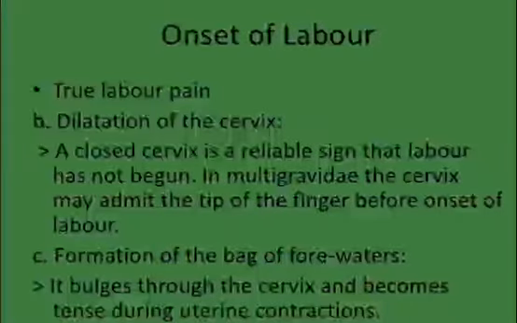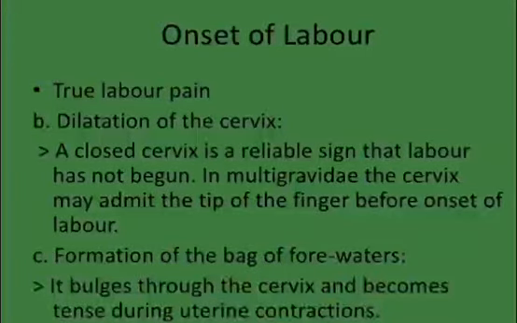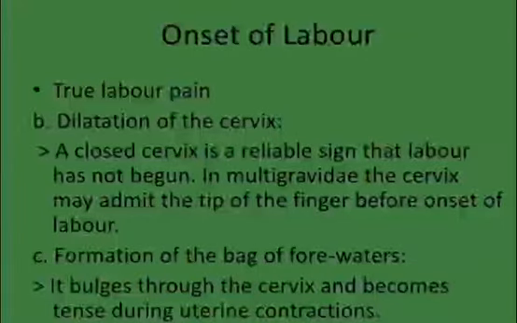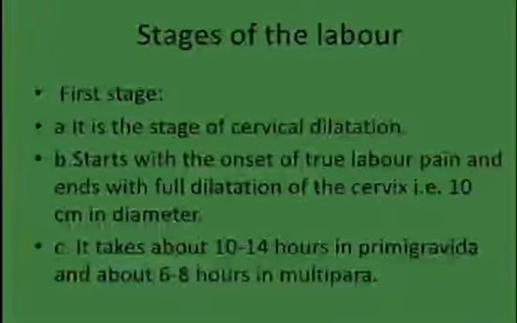Dilation of the cervix. A closed cervix is a reliable sign that labor has not begun. In the multigravida, the cervix may admit the tip of the finger before the onset of labor. Formation of the bag of waters. It bulges through the cervix and becomes tense during the uterine contraction.